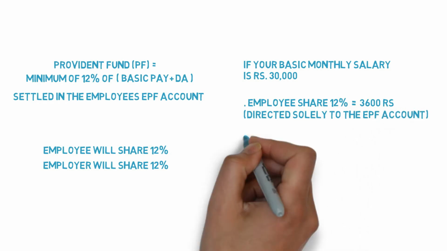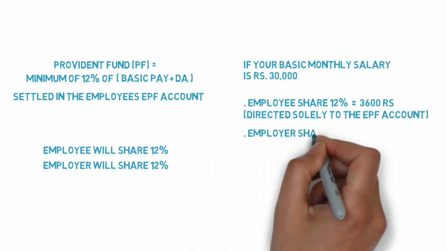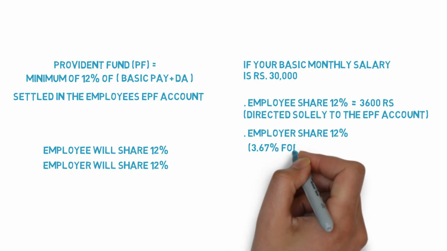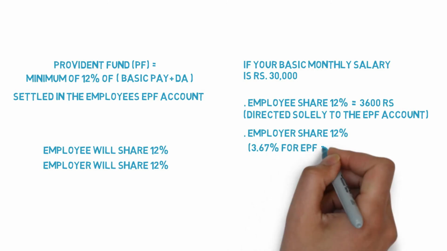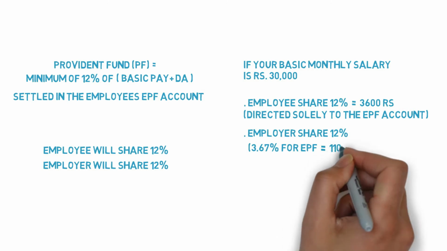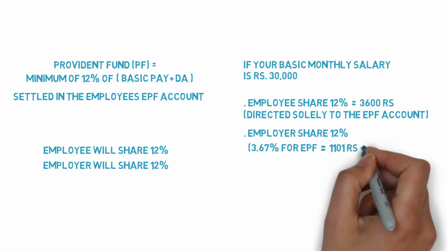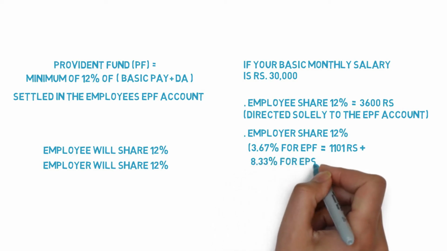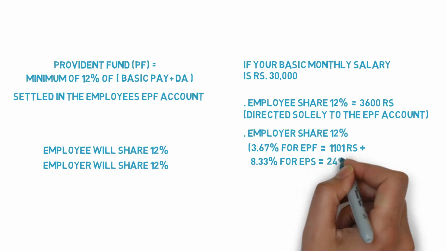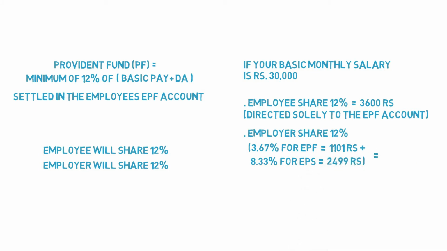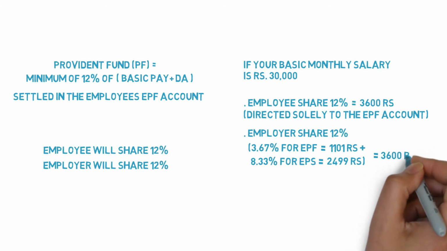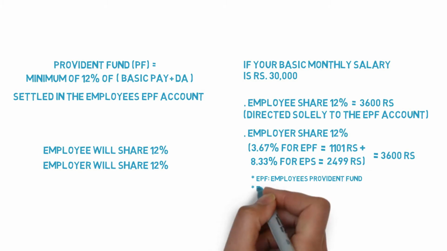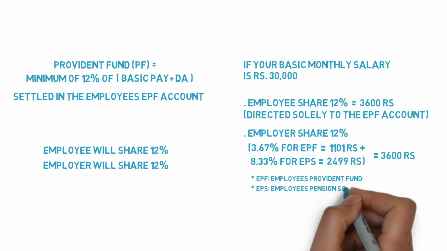The employer share of 12% is split into two, 3.67% and 8.33%. The 3.67% is directed towards EPF account and 8.33% is directed towards EPS account. EPS stands for Employees Pension Scheme.